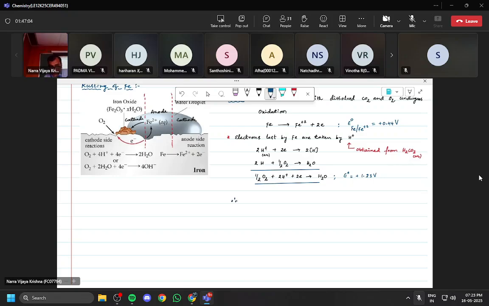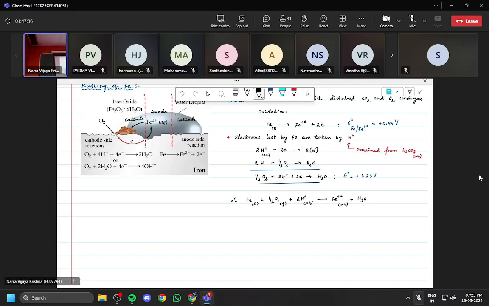Therefore, add both. What is the overall cell reaction? Fe plus half O2 plus 2H plus, 2 electrons gone, gives rise to Fe2+ aqueous plus H2O. All right? This is the overall reaction.